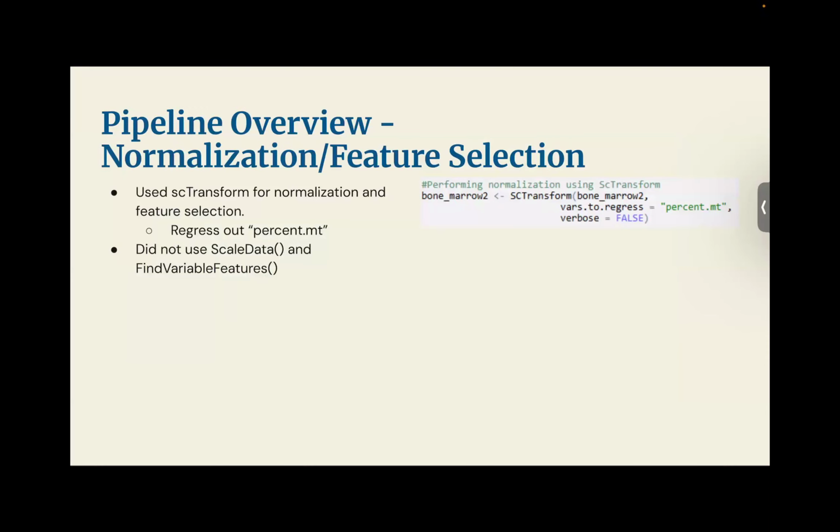Next up is normalization and feature selection. I used SCTransform for normalization and feature selection, and I regressed out percent mitochondrial. So I ended up not using ScaleData and FindVariableFeatures.